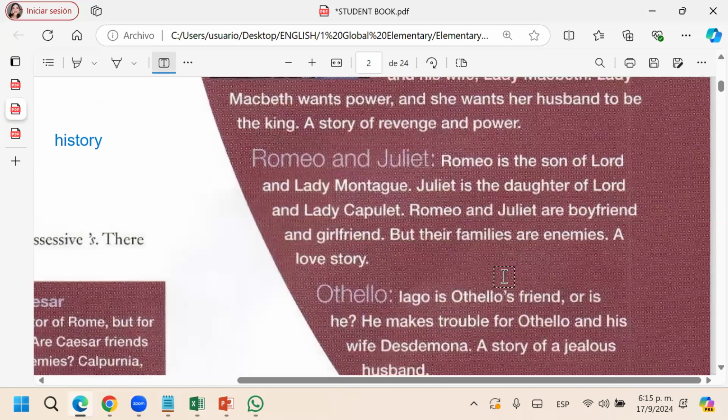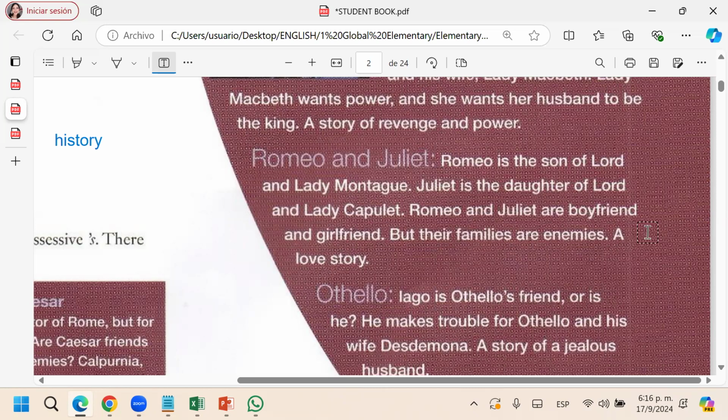Then we have here Romeo and Juliet. Romeo and Juliet, it's from Shakespeare. Shakespeare wrote Romeo and Juliet. Oriana, read Romeo and Juliet. Romeo is the son of Lord and Lady Montague. Juliet is the daughter of Lord and Lady Capulet. Romeo and Juliet are boyfriend and girlfriend, but their families are enemies. A love story.